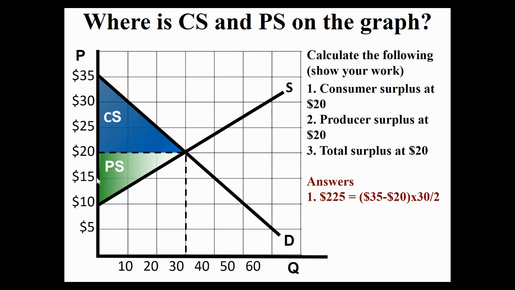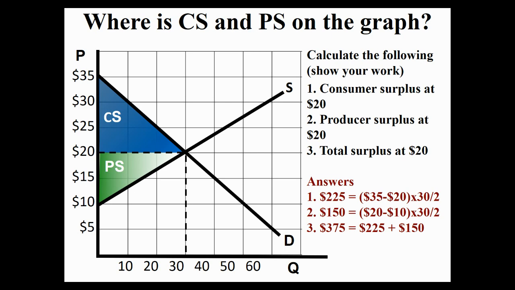And for the producer surplus, it would be the area of this triangle. So we could say the height is $20 minus 10. So the height is 10 right here. And the base, the length of it here, is 30. So it would be 10 times 30 times 1/2, which gives us 150. Therefore, our total surplus is $375.